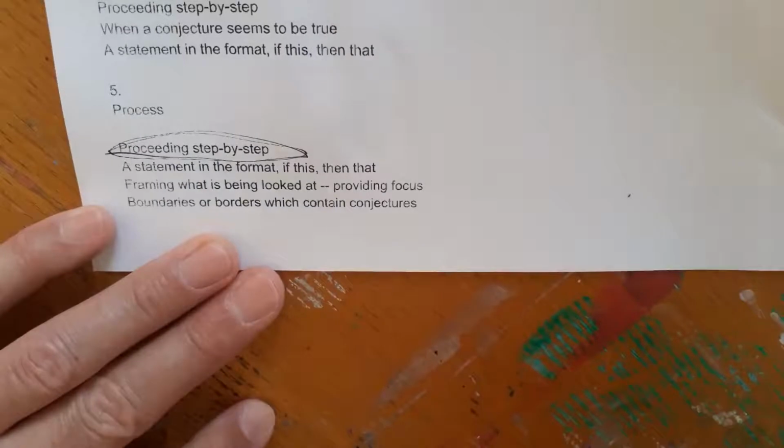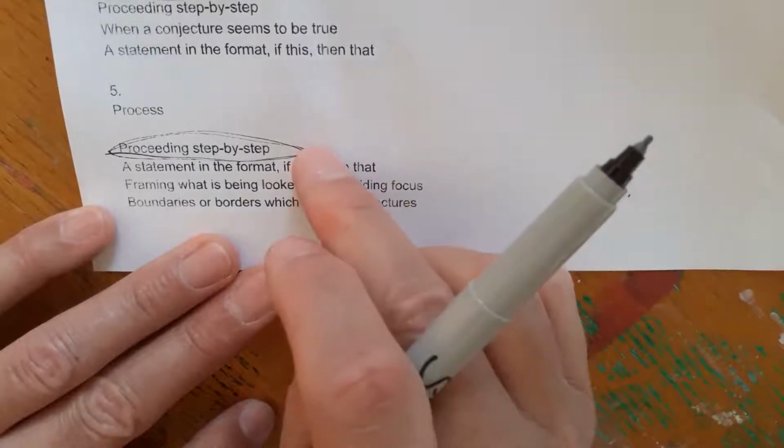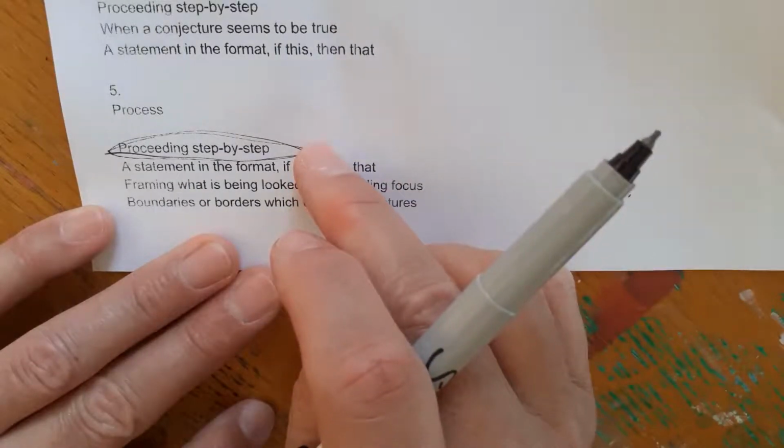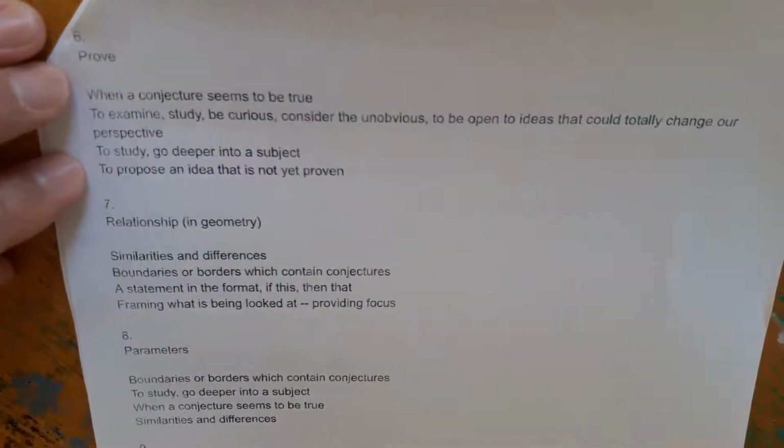Process. Proceeding step by step. This is a three-part process. See the notes, right? We're not going to go over all of it again here, but see the notes on understanding that in exploring and conjecturing, we are following a definite process, and that helps to keep us on track.